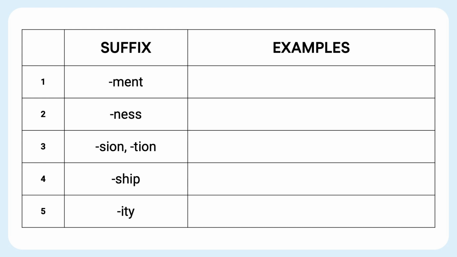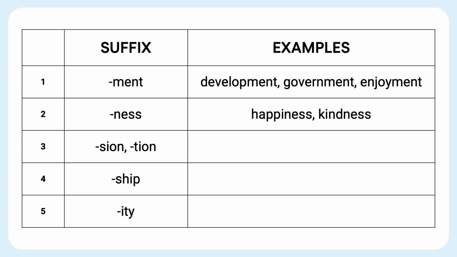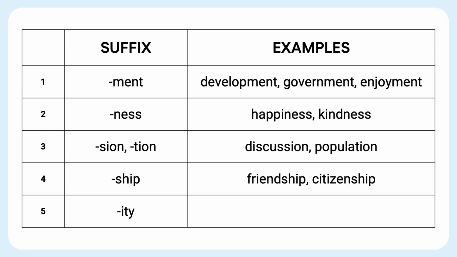There are actually 5 different suffixes you can attach to a verb to create an abstract noun. Number 1 is ment, like development, government, and enjoyment. Number 2 is ness, like happiness or kindness. Number 3 is shun, like discussion or population. Number 4 is ship, like friendship or citizenship. And number 5 is ity, like ability or security. All of these words are abstract nouns created by a suffix.